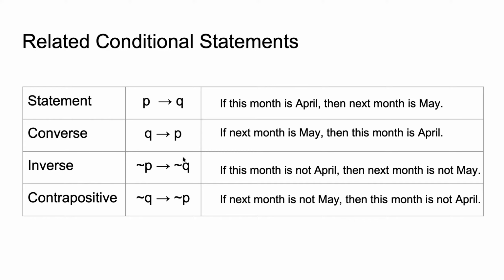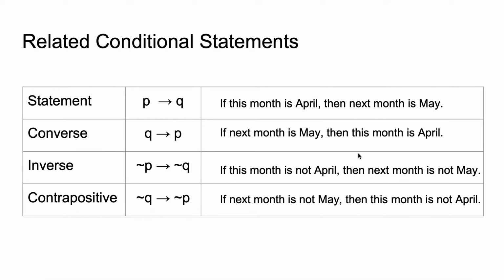If we do the negatives, if we do the negations of the statement, that's called the inverse. Okay? N for inverse, N for negative. That's how you remember. So that means if this is not April, then next month is not May. Okay? Not P implies not Q. The contrapositive is where you turn the statement around and make them both negative as well. If next month is not May, then this month is not April. Okay? If not Q, then not P.